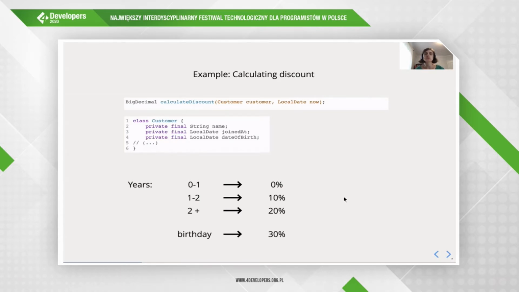And what could be our properties there? Well, one of the properties could be that no matter what customer and today's date you give to the method, the discount is never less than 0. It's never less than 0%, or in our BigDecimal, less than 0. Another property could be that no matter the input data, it's never more than 30%.